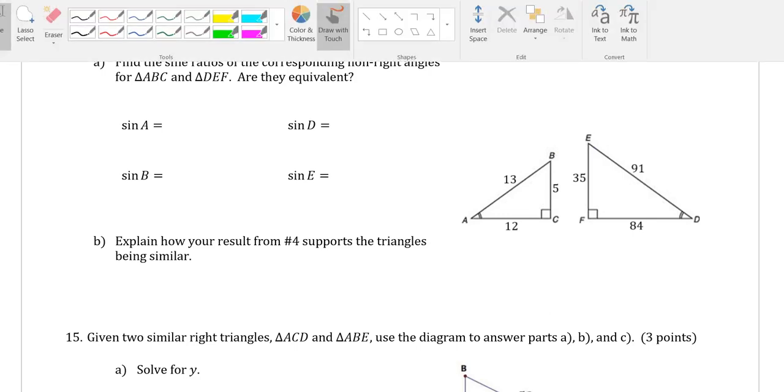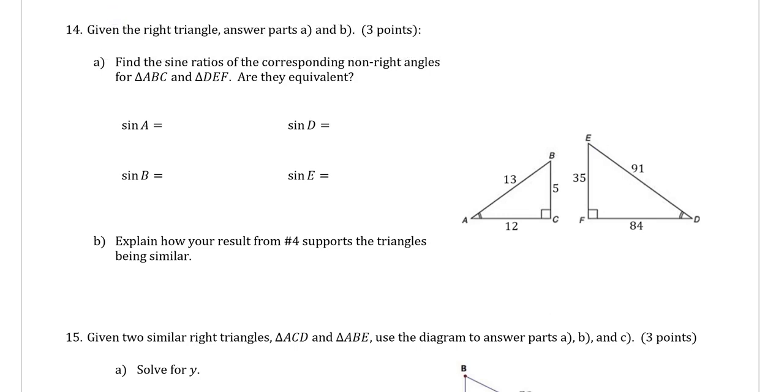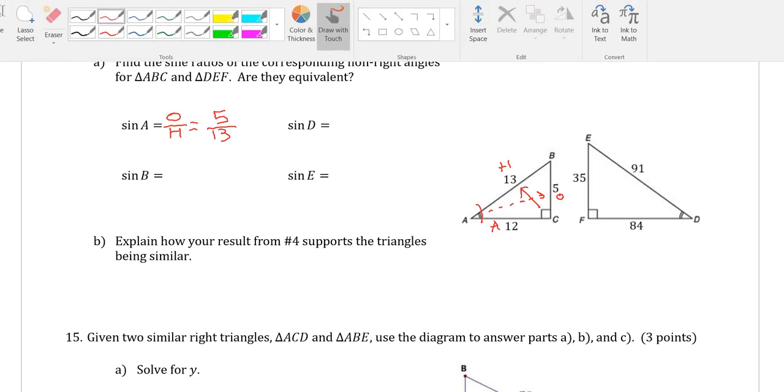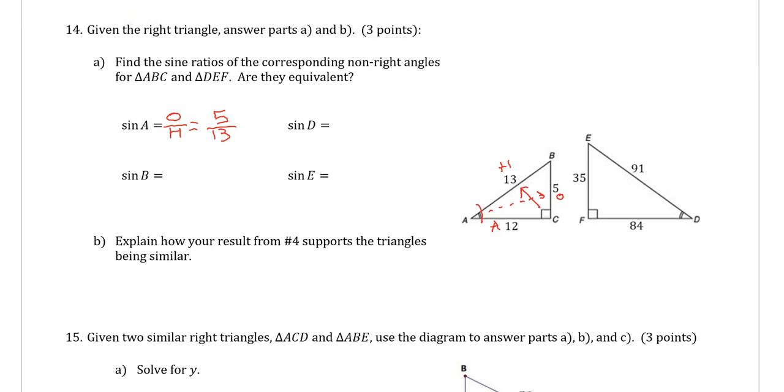Okay. So sine of A is here. So I have my hypotenuse, the opposite, and the adjacent side. So again, sine is opposite over hypotenuse, which is, in this case, 5 over 13. Now, I want to look at angle B. Remember, your opposite and your adjacent switch. So, sine of B, opposite over hypotenuse, is 12 over 13.